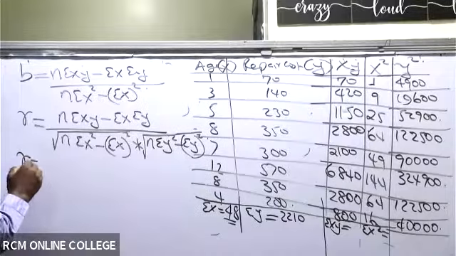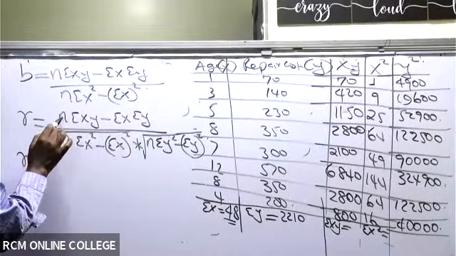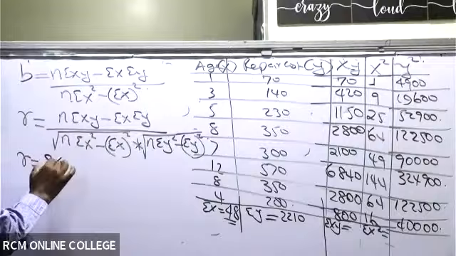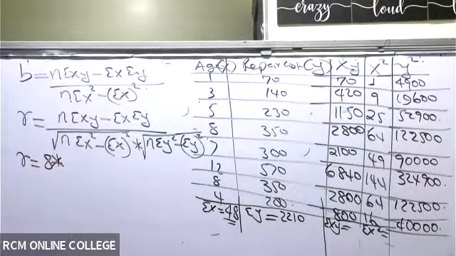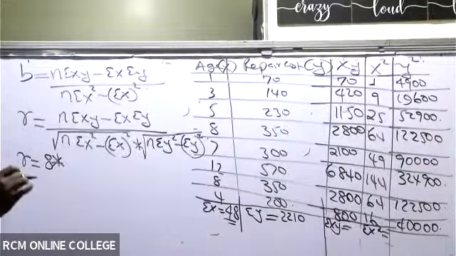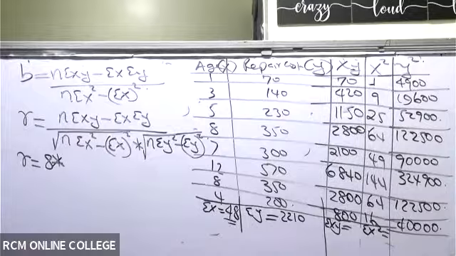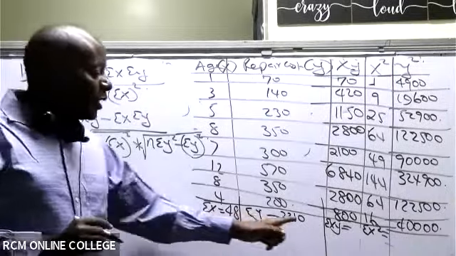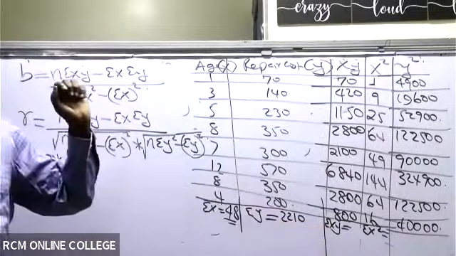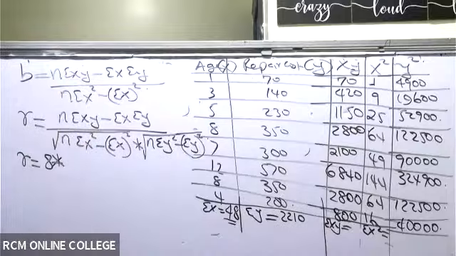So that my R will be equal to, we are able to remember n. N was 8. Times summation of xy. I deleted my summation of xy, but we already obtained it somewhere. Is there somebody who can remind Mwalimu what the sum of xy was?